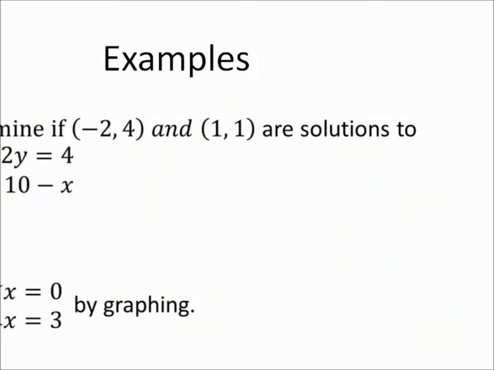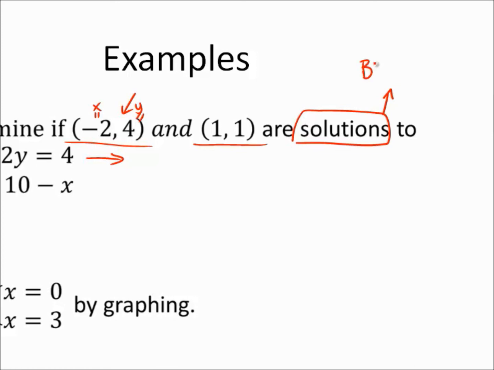So let's take a look at some examples. In the first example, we want to determine if these 2 points are solutions to this following system of equations. How do we check if a point is a solution? Well, let's consider the first point. In the first point, our x value is -2 when the y value is 4. Why don't we just plug it in and see what happens? If it works for the first equation, then we need to check that it works for the second as well. It's only a solution if it works for both equations.